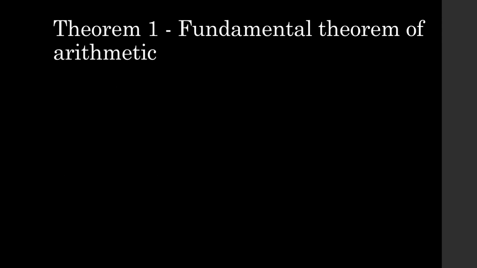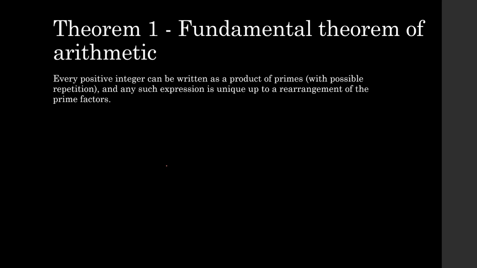So we proved the lemma, and now we can prove the fundamental theorem of arithmetic. And arithmetic is Gauss's name for elementary number theory, so this is the fundamental theorem of elementary number theory. This theorem says that every positive integer can be written as a product of primes with possible repetition, and that any such expression is unique up to a rearrangement or a permutation of the prime factors. So that means that I can take any natural number, and I can write it as a product of primes uniquely, up to a rearrangement of the product. But since products commute, when we say a unique product, we already kind of assume that.